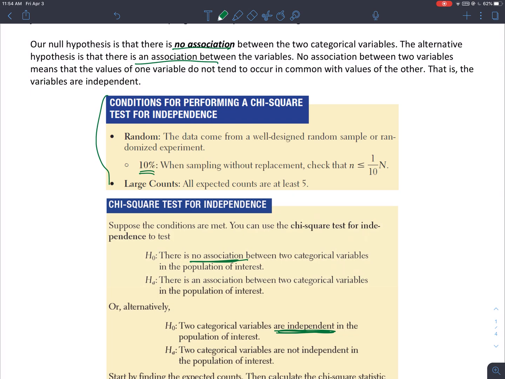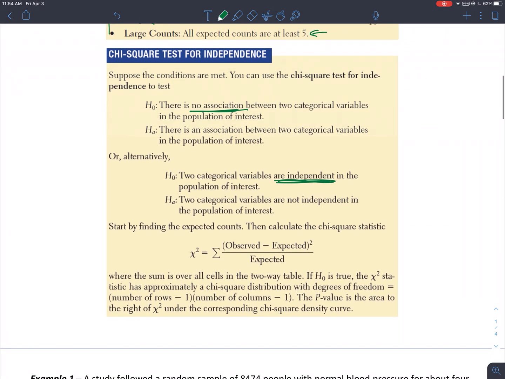And then large counts, all expected counts are at least 5. And again, your calculator can give this to you very quickly in matrix form. Okay? And so, chi-square test for independence. Suppose the conditions are met.